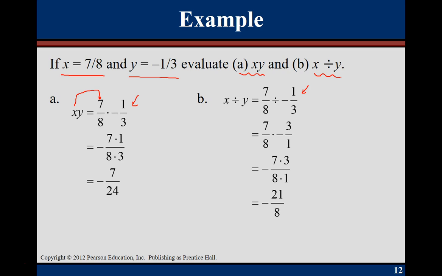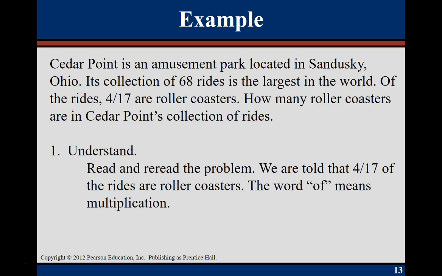Let's look at a word problem. Cedar Point, an amusement park in Ohio. Its collection of 68 rides is the largest in the world. Of the rides, 4 out of 17, 4/17 are roller coasters. It's a very popular amusement park for roller coaster fanatics. How many roller coasters are in Cedar Point? Well, you may have to read and reread this problem. We're told that 4/17, which is sort of a weird fraction, of the rides are roller coasters.